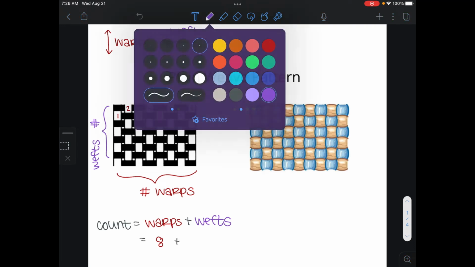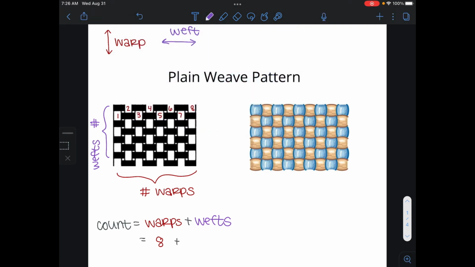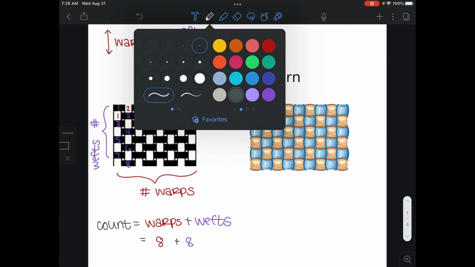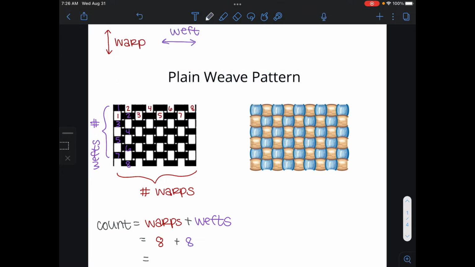plus, let's count our wefts. And then wefts are going to be the black ones going side to side. We've got 1, 2, zigzag 3, 4, 5, 6, 7, 8. So in this case, for our black and white pattern, thread count is going to be 16.